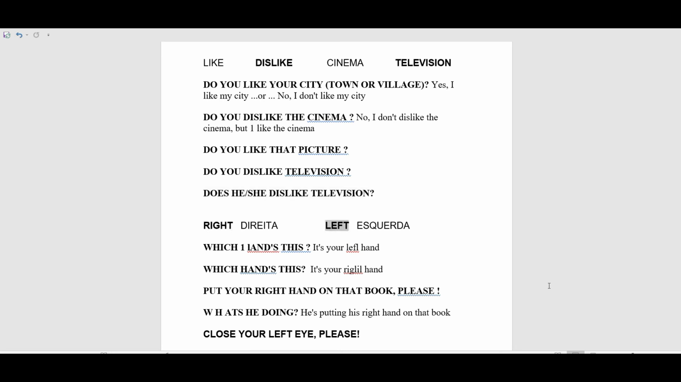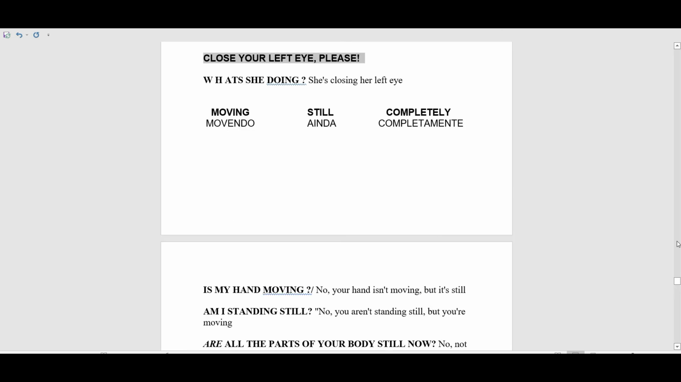Right, left. Which hand's this? It's your left hand. Which hand's this? It's your right hand. Put your right hand on that book, please. What's he doing? He's putting his right hand on that book. Close your left eye, please. What's she doing? She's closing her left eye.